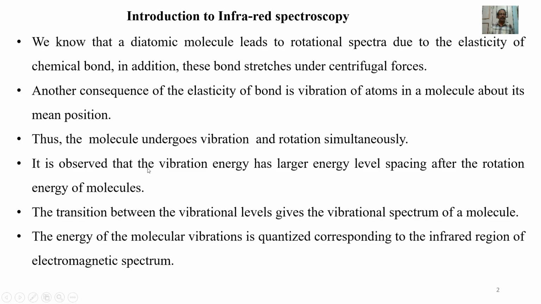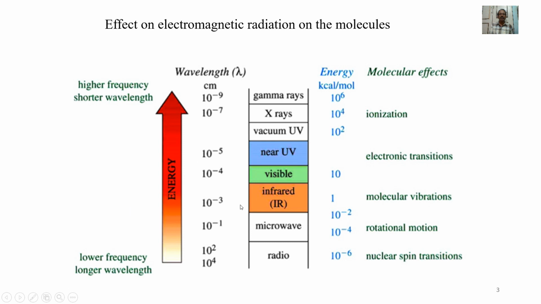It is observed that the vibration energy has larger energy level spacing than the rotational energy of molecules. The transition between the vibration levels gives the vibrational spectrum of a molecule. The energy of the molecular vibrations is quantized, corresponding to the infrared region of the electromagnetic spectrum. So this is the electromagnetic spectrum, and in unit 1, we discussed the rotational motion, which is studied under microwave spectrum or rotational spectra.